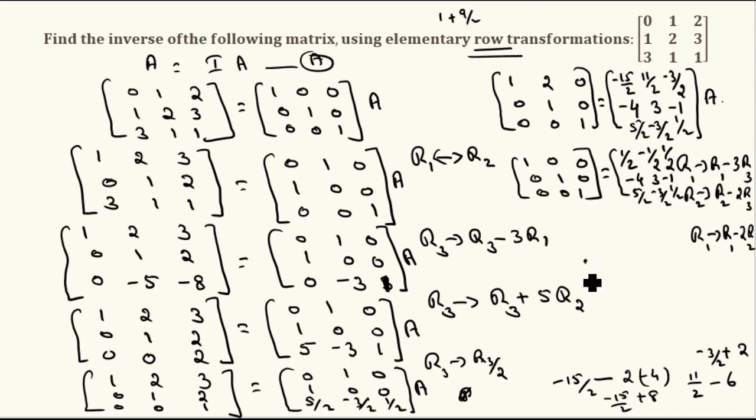Therefore, here the inverse equals, see, the left side we already got the identity matrix. So this is the inverse: 1 by 2, minus 1 by 2, 1 by 2, minus 4, 3, minus 1, 5 by 2, minus 3 by 2, 1 by 2.